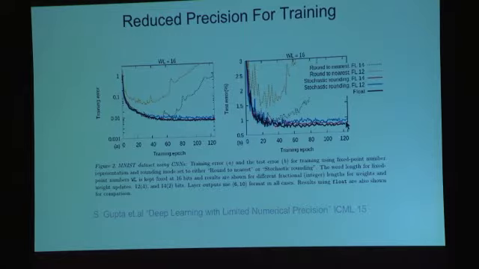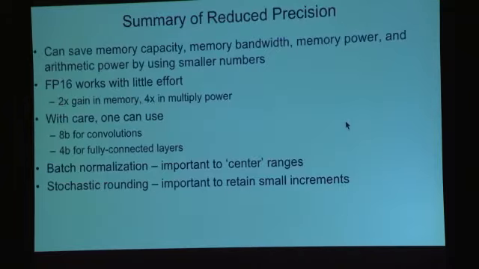14-bit fixed point number is nearly as good as a float. And actually, if you use 16-bit floating point representations, things are just really good because you have the dynamic range of a 32-bit fixed point number. So to sum up reduced precision, you can save all sorts of important things: memory capacity, bandwidth, power, and run faster by using smaller numbers.